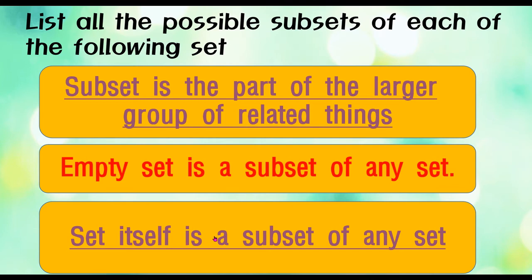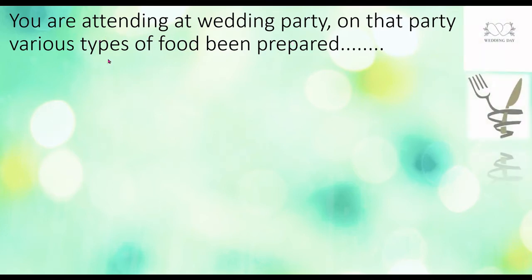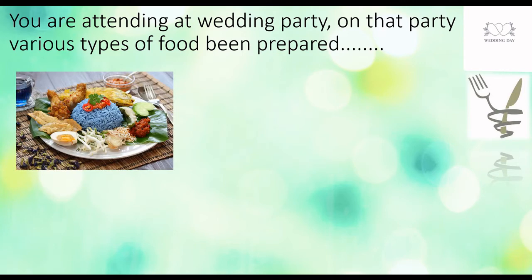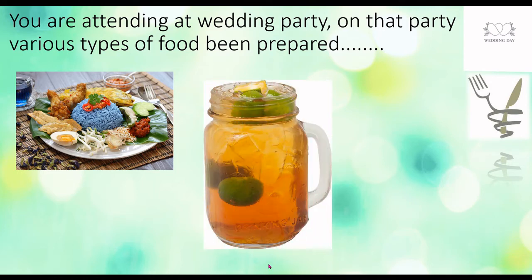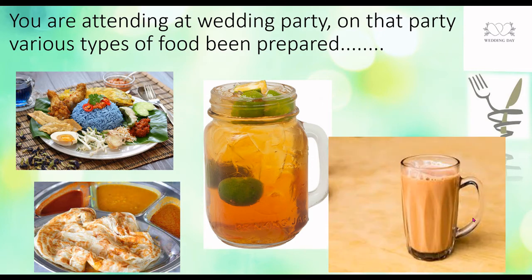So let's see a situation to understand more about subsets. You are attending a wedding party. At that party, various types of food are being prepared. When we come to the wedding party, the food is being served. So I would like to have some meal. This is my choice. The first one is nasi kelabu. The second one is teh o limau ais. The third is roti canai, and the last will be my teh tarik.